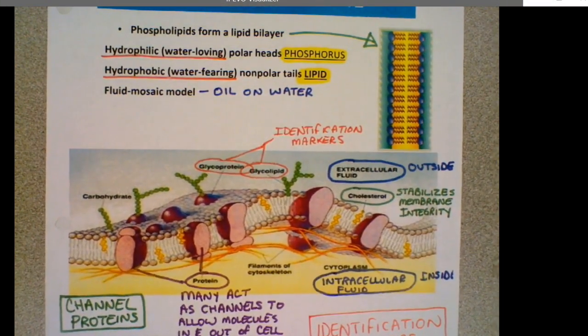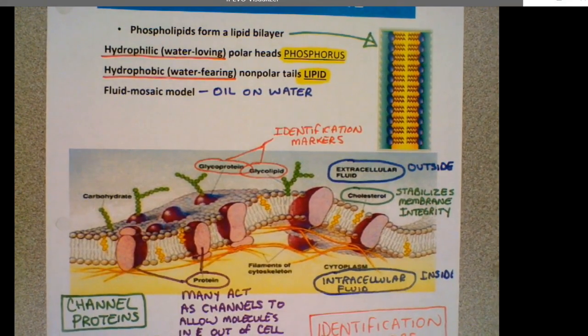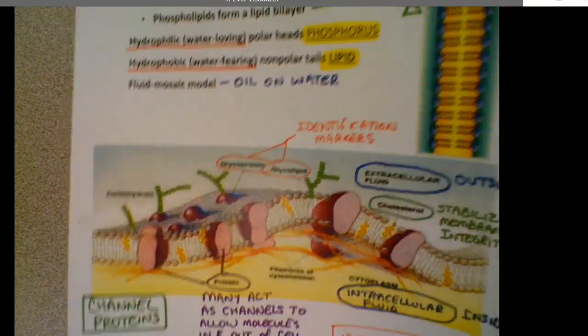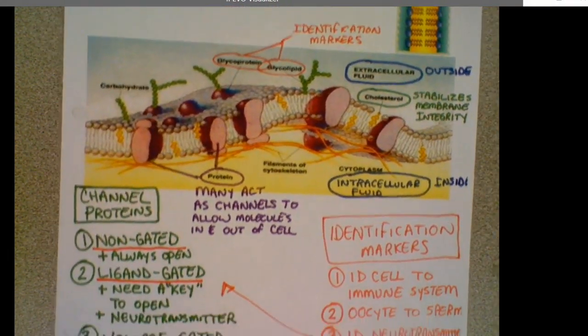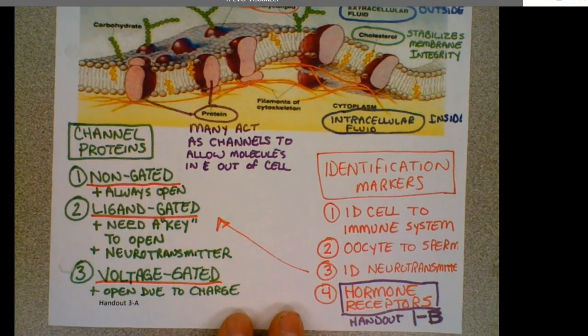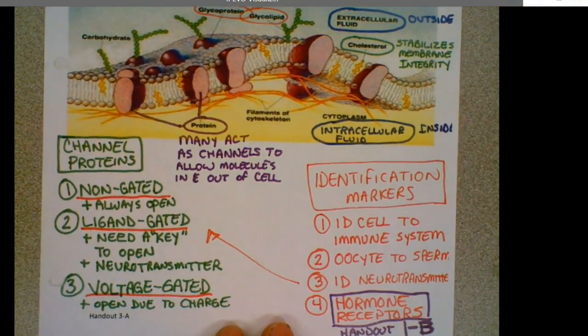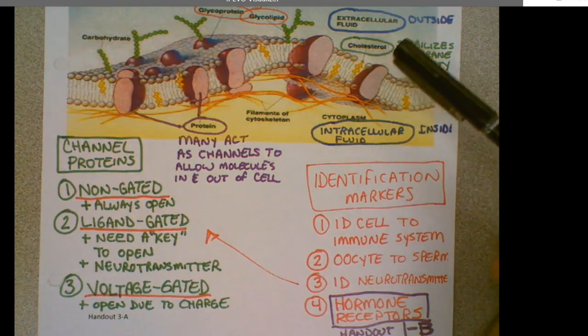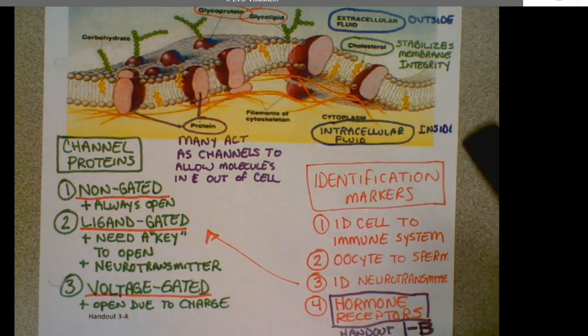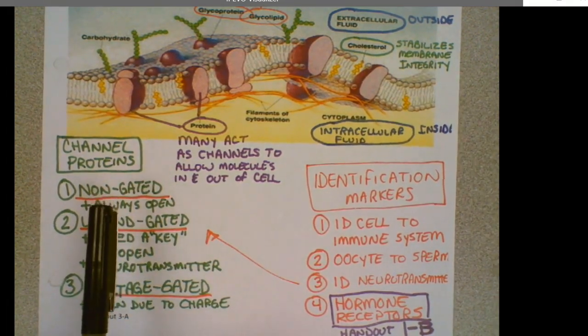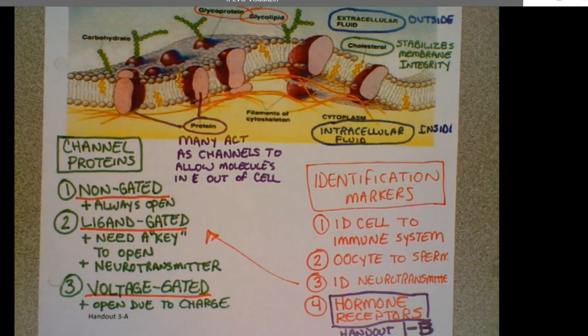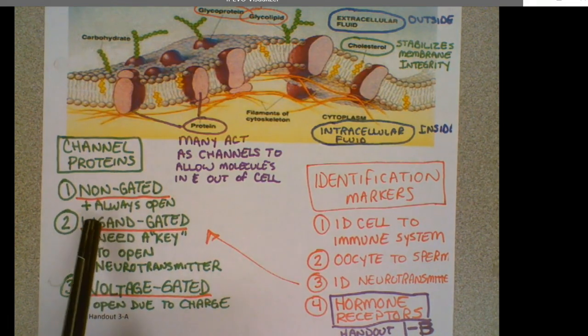stabilizes that. So if we look at this, let's first talk about these channel proteins. There are different kinds of channel proteins. We have 3 types of channel proteins that allow things to move in and out of the cell. The first one is called a non-gated channel protein. They're like doors that are always open. So they're always open.